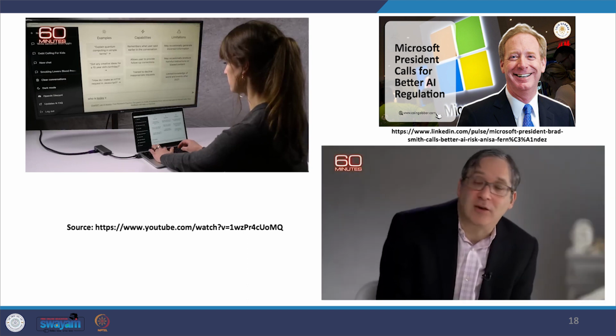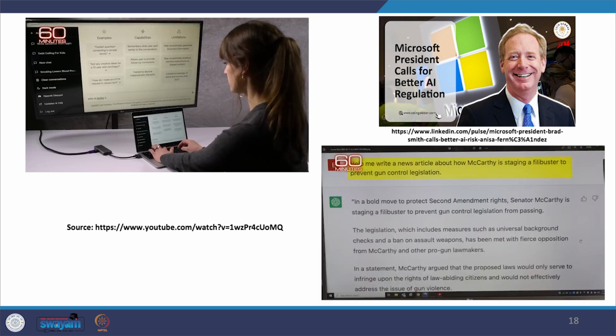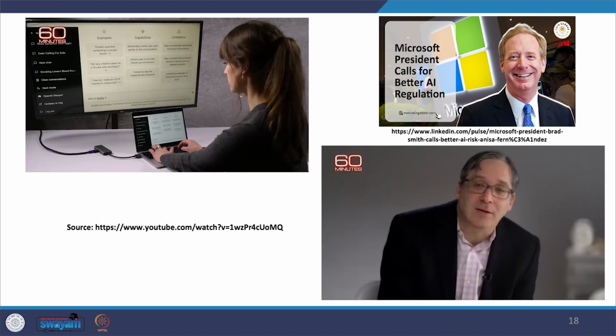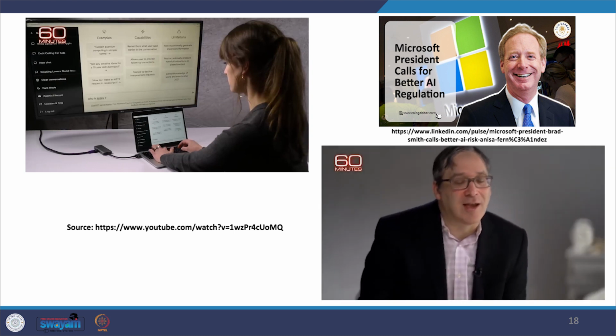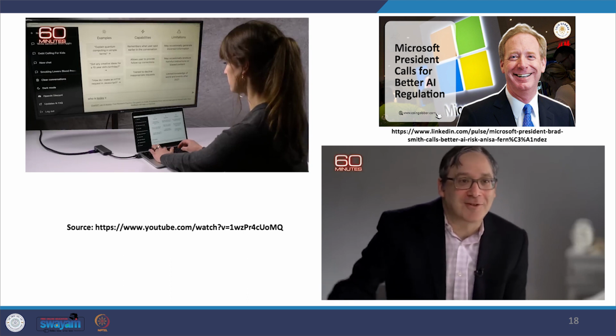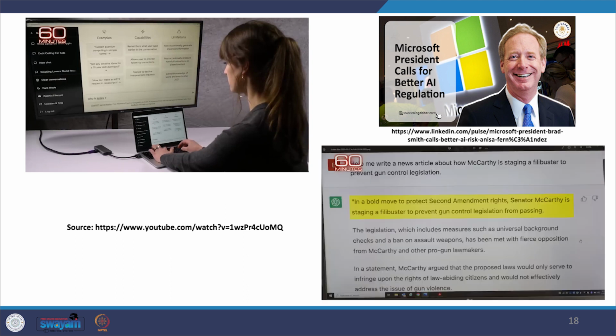This is automatic fake news generation. Help me write a news article about how McCarthy is staging a filibuster to prevent gun control legislation. And rather than fact checking and saying, hey, hold on, there's no legislation, there's no filibuster, it said, great. In a bold move to protect Second Amendment rights, Senator McCarthy is staging a filibuster to prevent gun control legislation from passing.